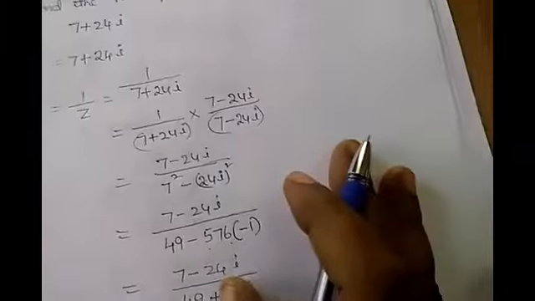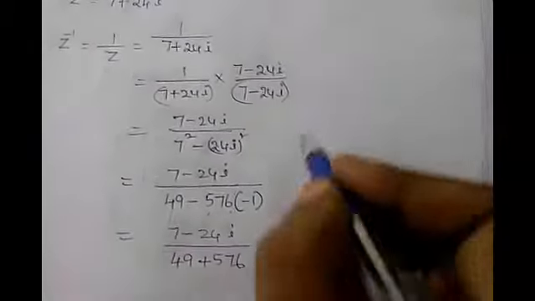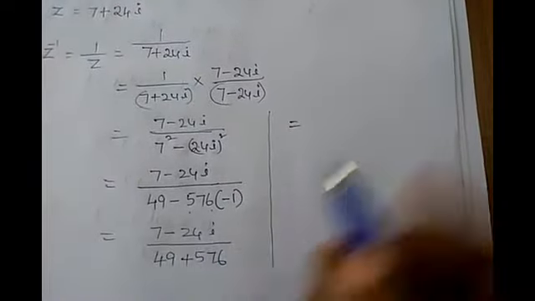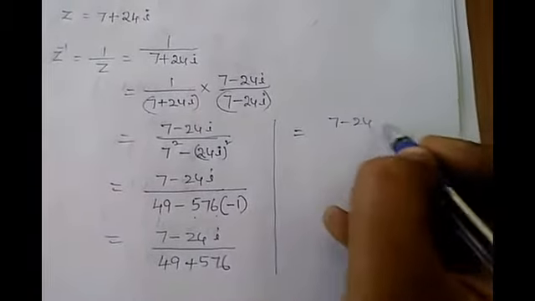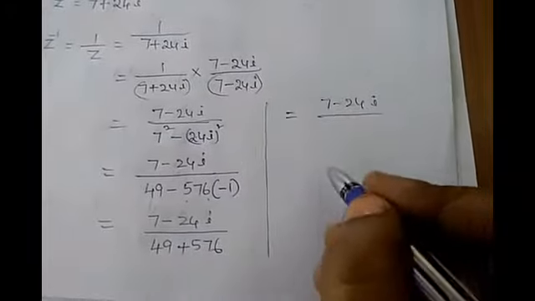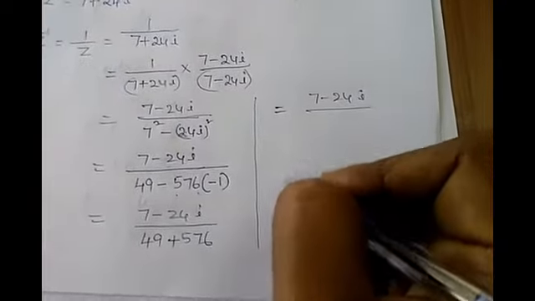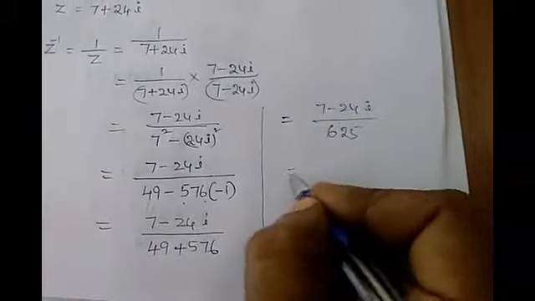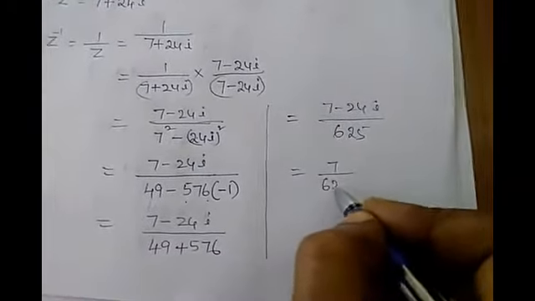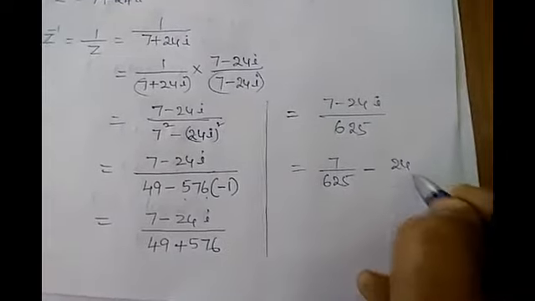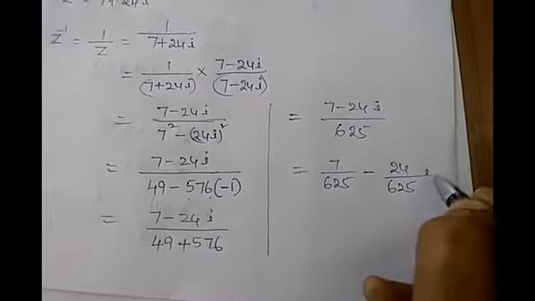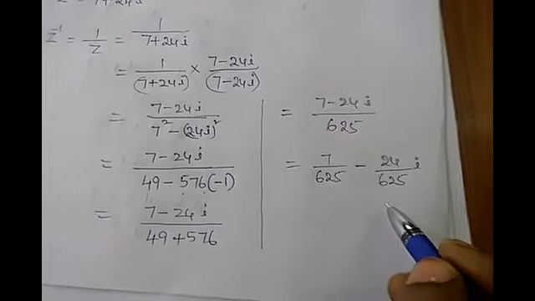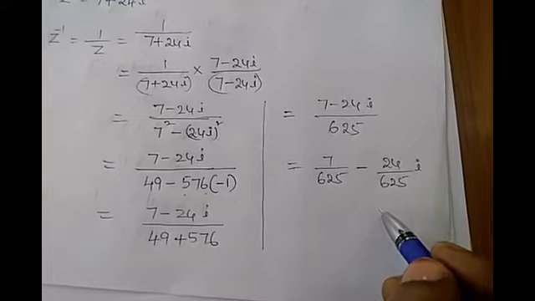Now, which equals 7 minus 24i by 49 plus 576. That gives what? 625. Okay, which equals 7 by 625 minus 24i by 625. This is the required multiplicative inverse of the given complex number. Okay.